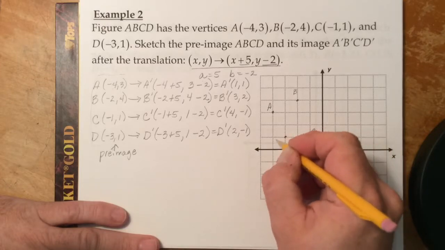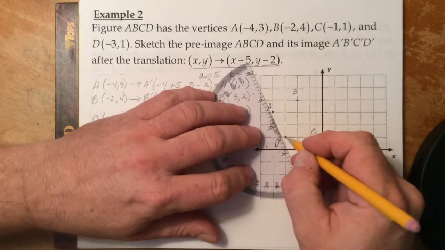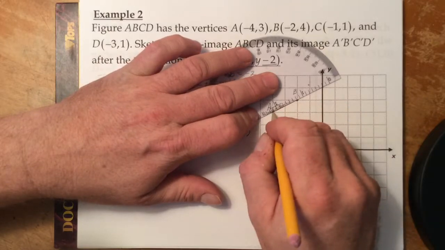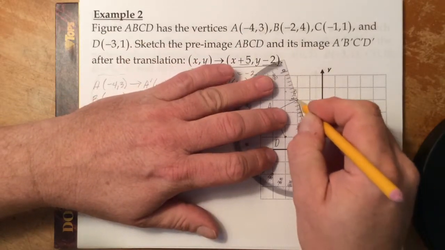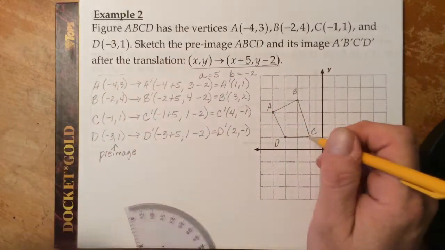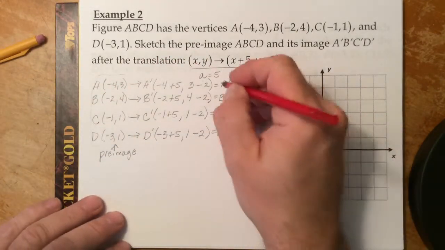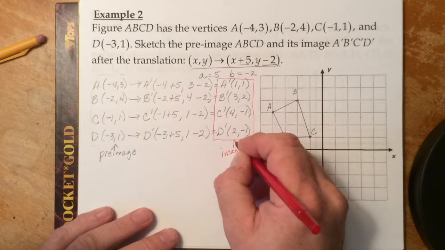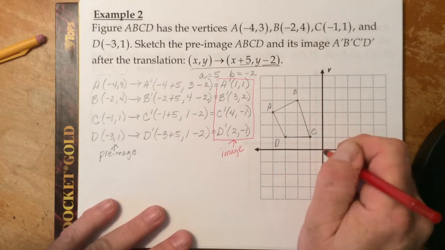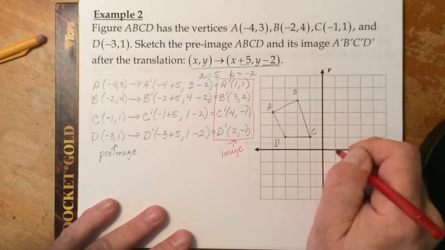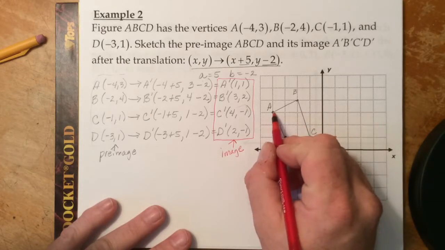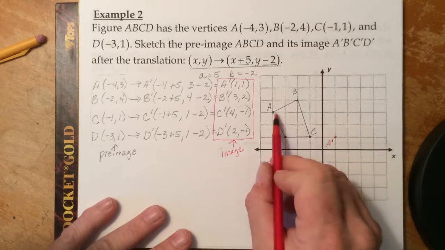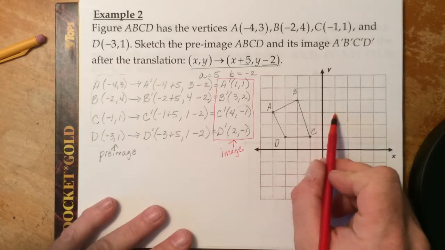Take a straight edge, carefully connect all vertices. This is a quadrilateral, so it has 4 sides. Then to translate, this will be our image. And we plot those points, starting at the origin. A prime is at (1, 1), right 1, up 1. So A has moved from this location to this location, A prime. It is, of course, moved 5 units to the right and 2 units down.